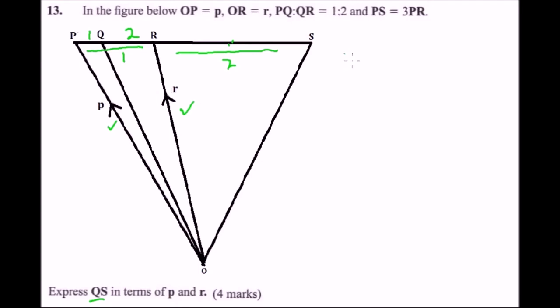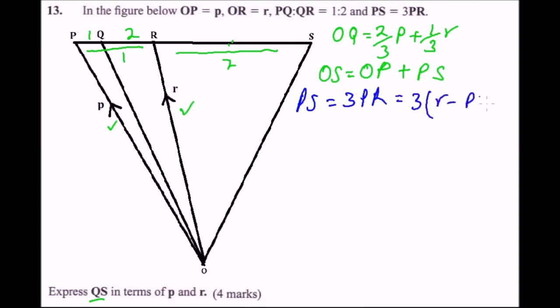Now we start with OQ. We say that OQ is equals to, using the ratio theorem, we will take 2 divided by 1 plus 2 of P, so that will give us 2/3 of P, plus 1 divided by 1 plus 2 of R. So that is the ratio theorem. So that will give us 1/3 of R.